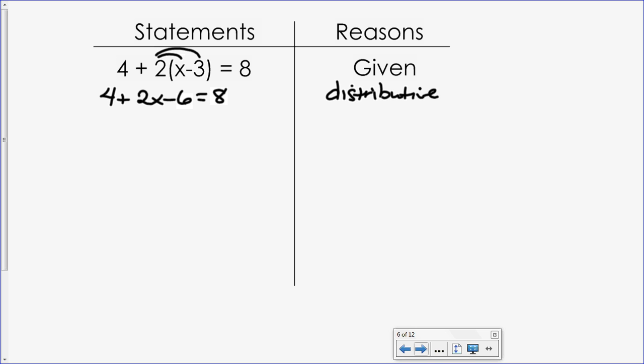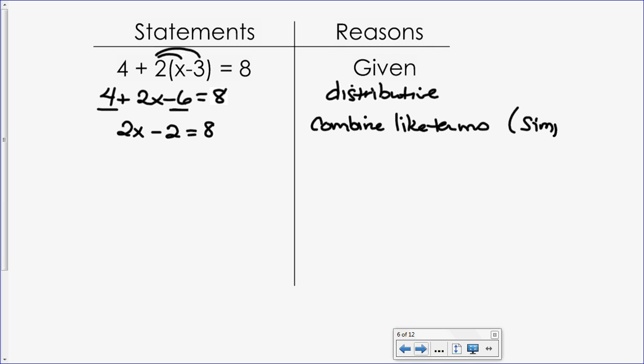So, what's the next step? Be careful though. Yep, we have them on the same side. So we're going to combine our like terms and call it 2x minus 2 equals 8. And you can either call that combining like terms, or you can call that simplify. Both work. Both are fine. Okay?